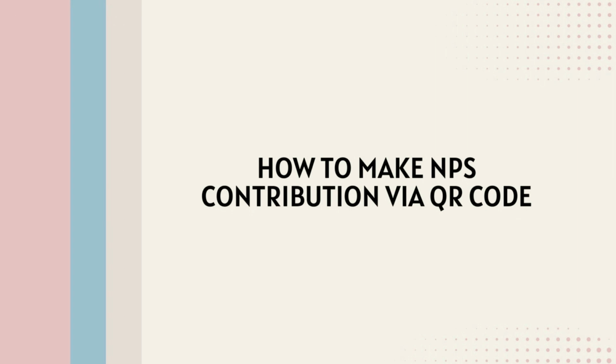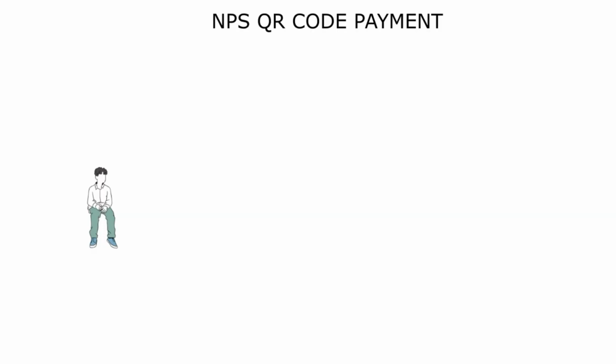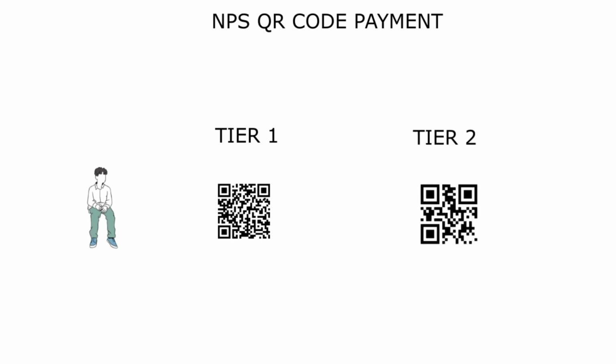Today I will talk about how to make NPS contribution via QR code. Each subscriber will get the unique QR code for tier 1 and tier 2 accounts. You need any one of the UPI enabled apps to make payment online. For example, Google Pay, Paytm or PhonePe, etc. You can also download the QR code and use it for future transactions.